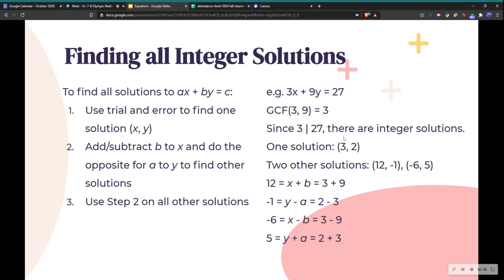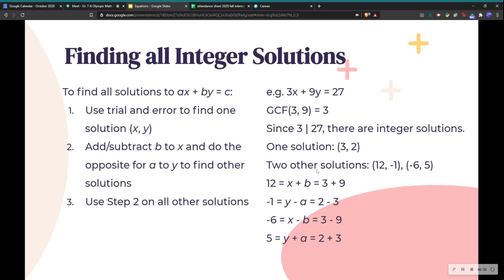So we can find one solution. One solution would be 3 comma 2. Just to double check that works: 3 times 3 is 9, plus 9 times 2, which is 18. 9 plus 18 gives you 27. So that is one solution.